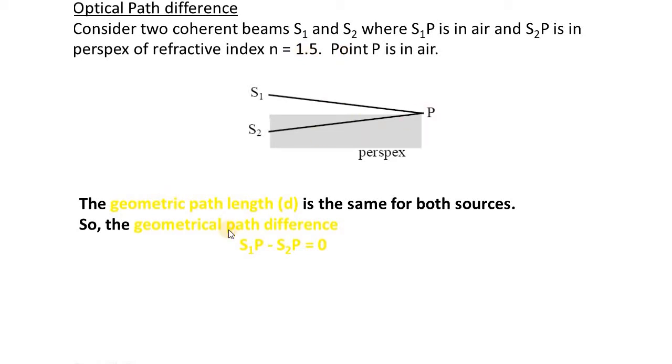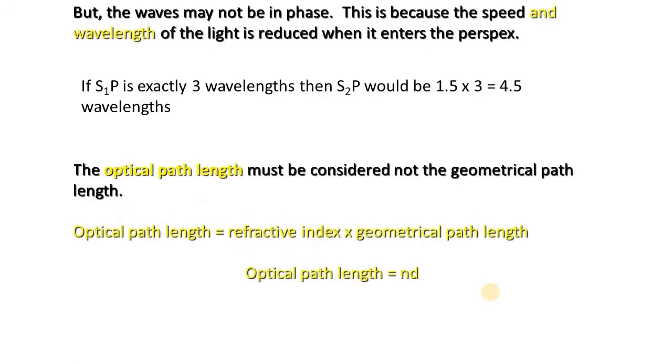So the geometrical path difference is the same for both the sources. Path difference S2P minus S1P is the geometrical path difference. Both of these paths are the same, so there is no geometric path difference. The distances S2P and S1P are the same, so S2P minus S1P will be 0. This is what the geometrical path difference is.